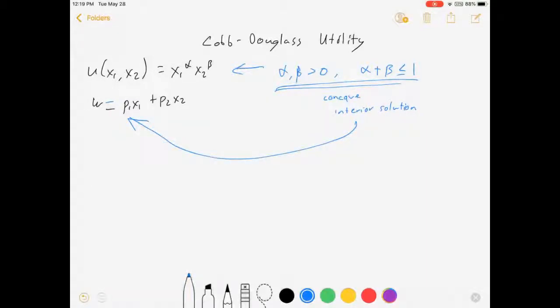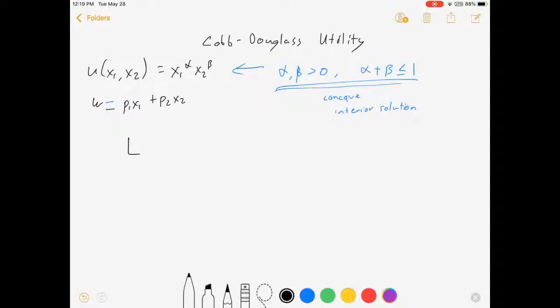If I allowed alpha or beta to be negative, making one of the goods bad, or if I were to make the function convex, I might have to start dealing with corner solutions and I'd have to check a lot more. For now, let's not worry about that. Alright, so we got to maximize utility subject to this budget constraint.